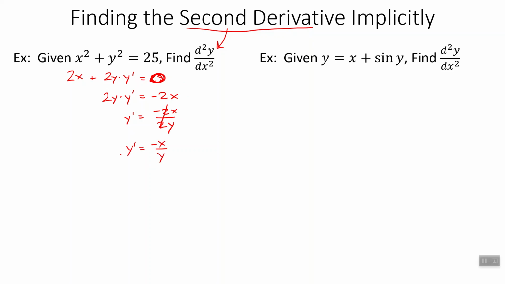Well, cool, but that's just dy dx, and we want the second derivative. So we need to take a derivative of this. So we take derivative of this side, we get y double prime. Take derivative here, we're using the quotient rule. So the quotient rule says low d high minus high d low, derivative of y is y prime, over bottom squared. Square the bottom and away we go.